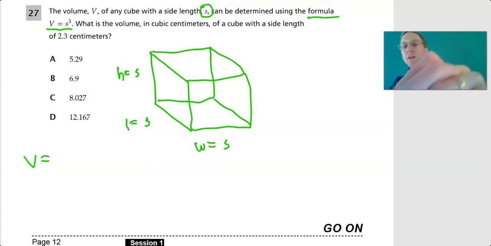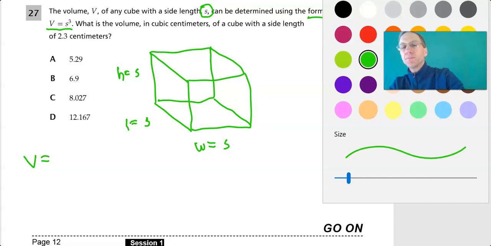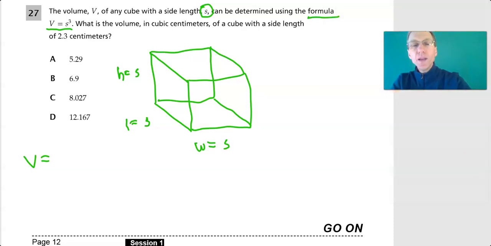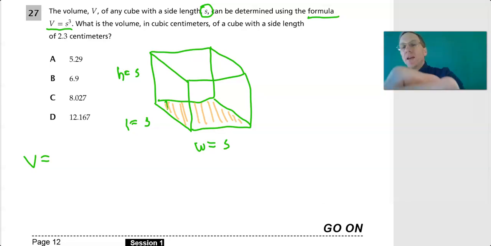Nope. We'll just try a different color. So the area would just be like saying, down here, length times width, just this flat part. That's an example of area. But now we're talking about the whole thing filling up all the space. That's volume. So let's take a look at that.